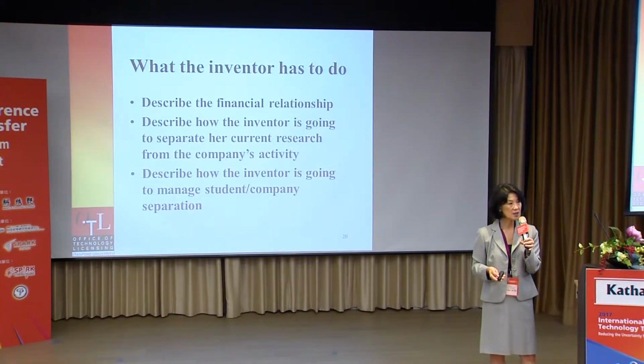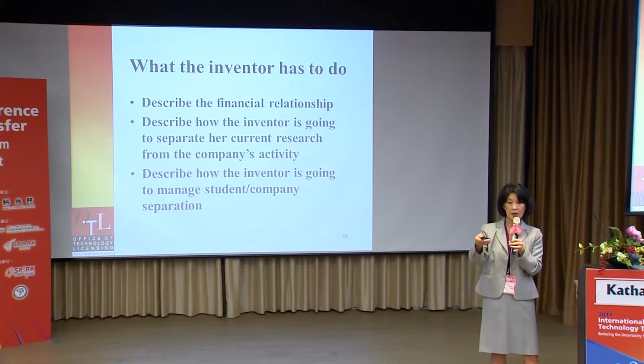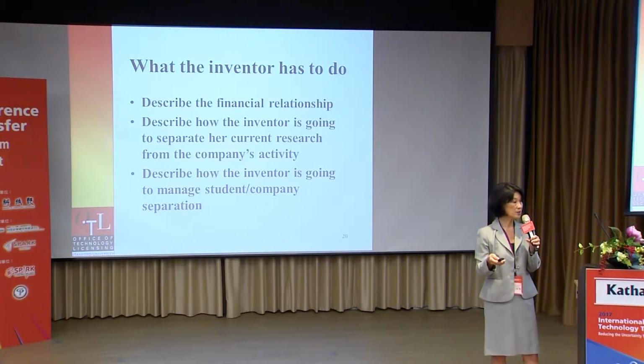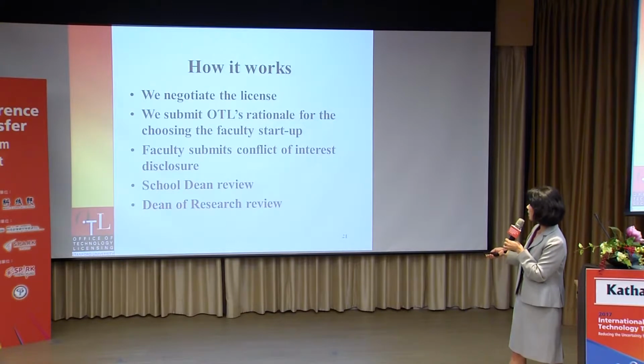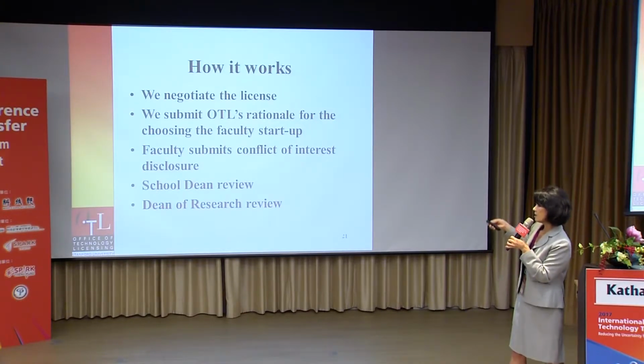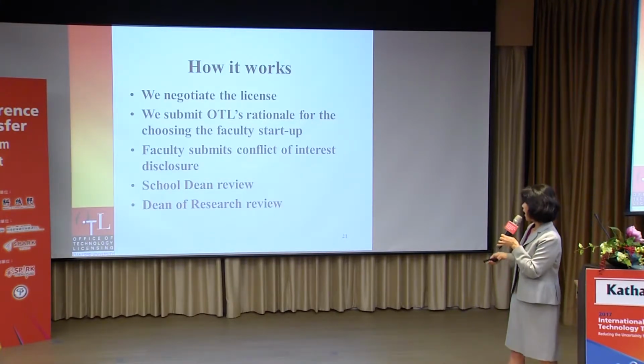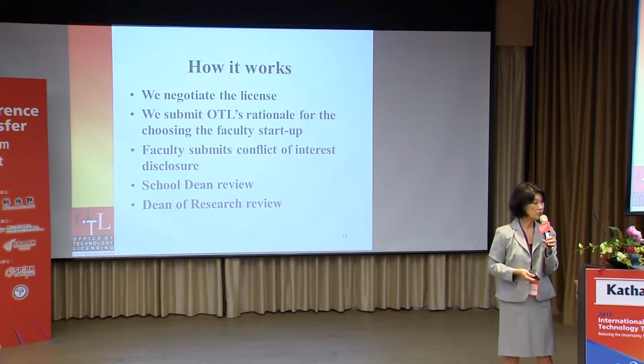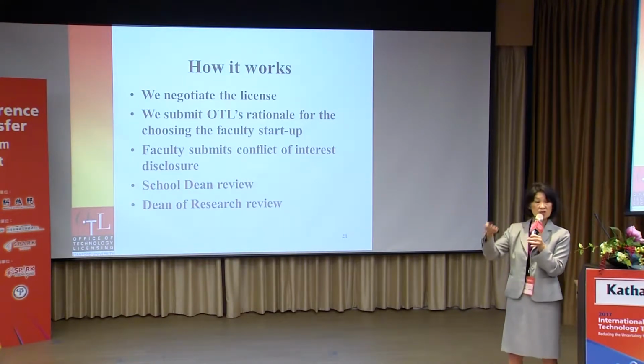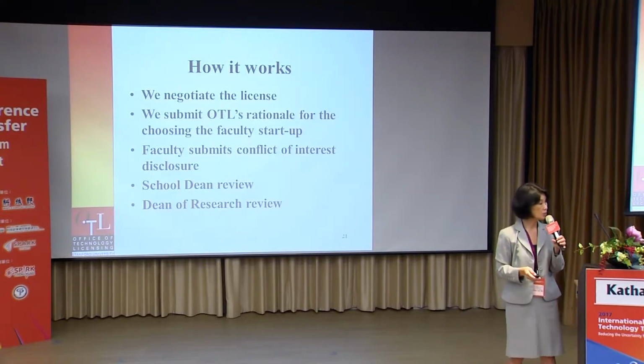Many times the conflict of interest group suggests that the faculty discuss their relationship with the company with their whole lab so that it's very transparent. Basically, our system is such that we encourage disclosure and openness. So we negotiate the license. We submit our rationale about why we're choosing the faculty startup. The faculty submits the conflict of interest review. The school dean reviews it, and then the Dean of Research is the last one to say okay, and then we can sign the agreement.